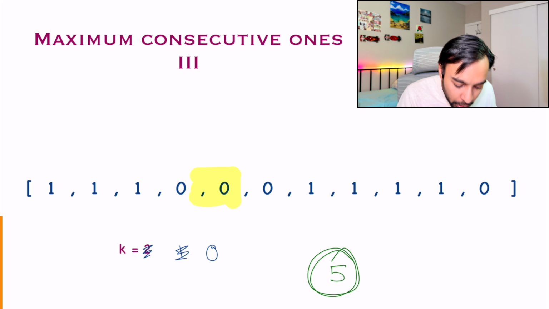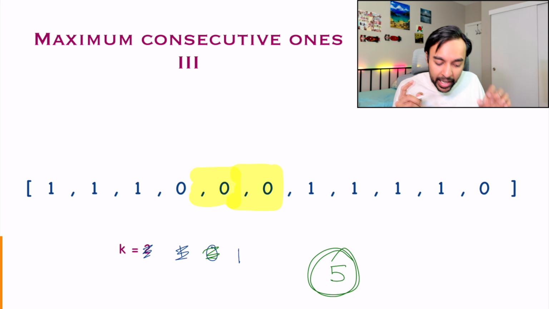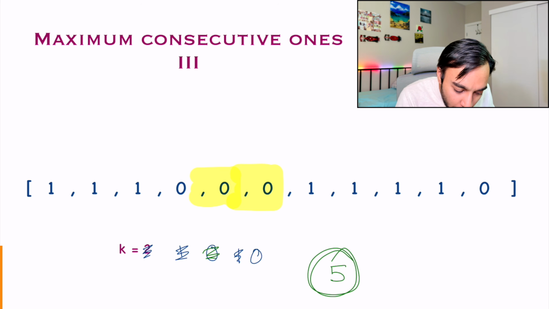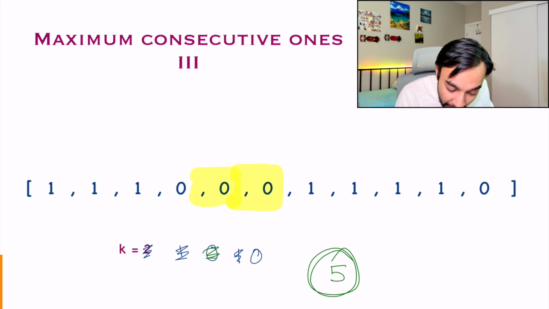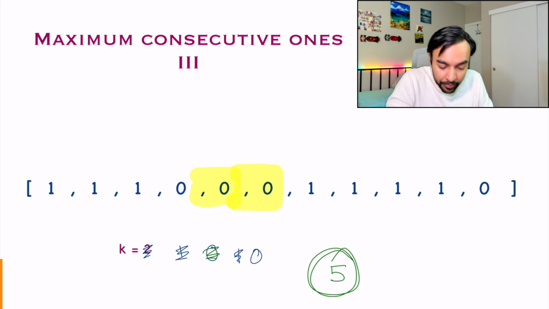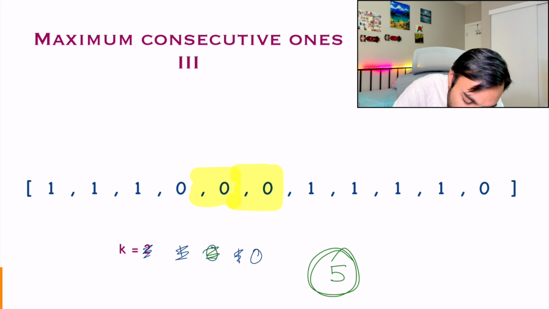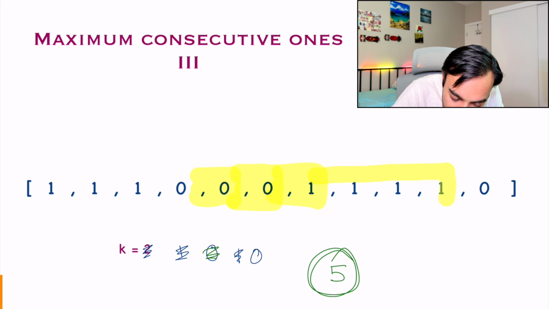I remove this 0. Since I removed a 0, this value of k now changes to 1. It means I can include one more 0. As soon as I include a 0, the value of k now changes to 0 again. It means I cannot include more zeros. But I still want to keep on going ahead. That is only I will know if I have more zeros or ones. I see a 1, that is fine. So you keep on going ahead until you see a 1.